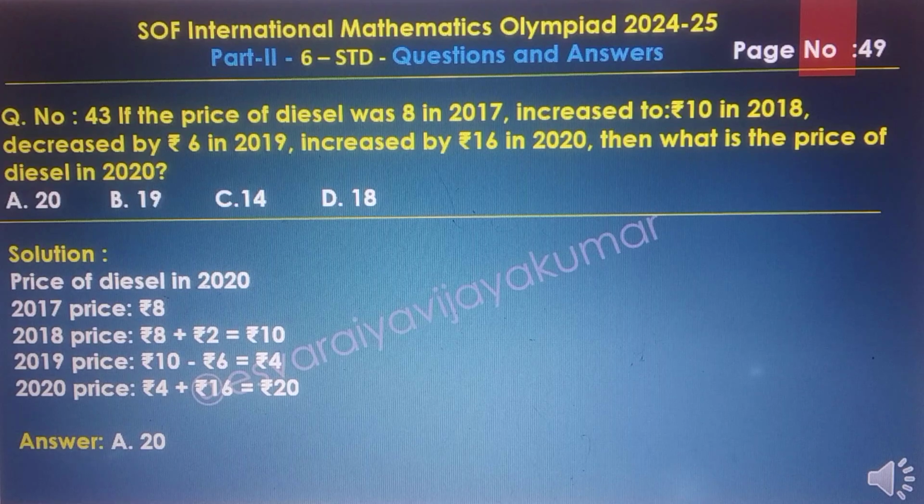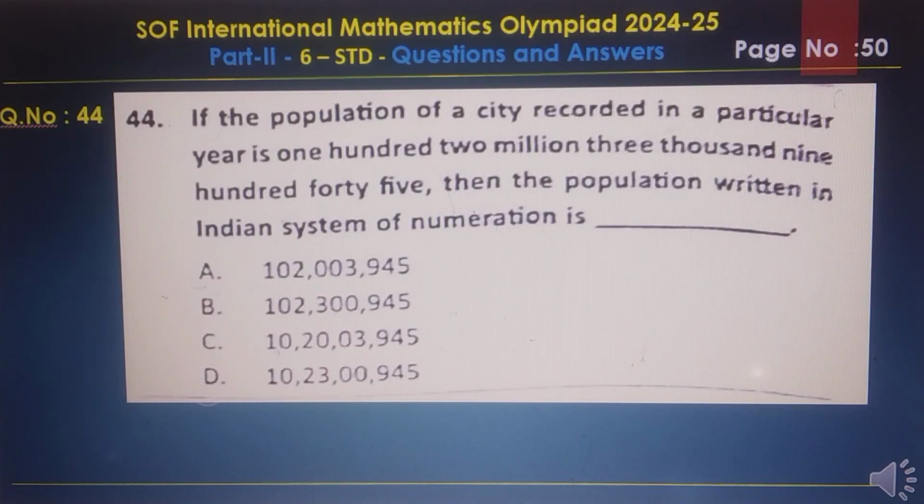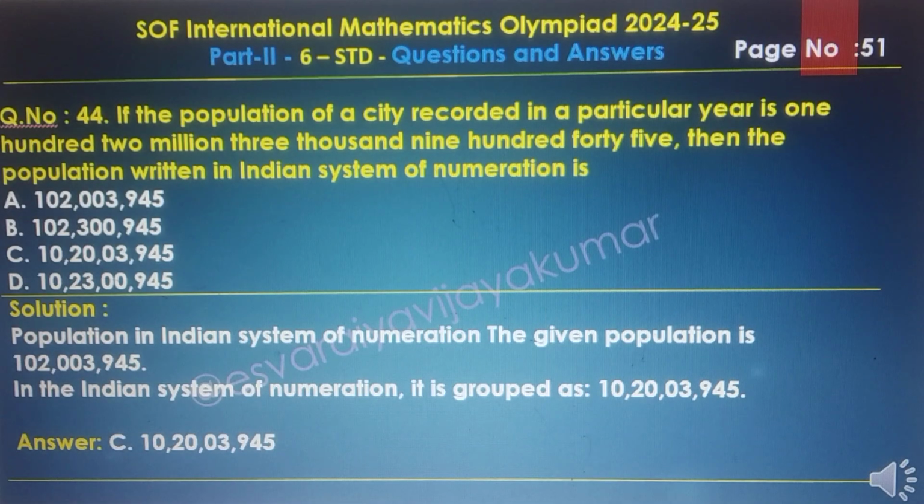In question number 44, if the population of a city recorded in a particular year is 102,003,945, then the population written in the Indian system of numeration is? The answer: the population in the Indian system of numeration is grouped as 10,20,03,945. This is the final answer, C.